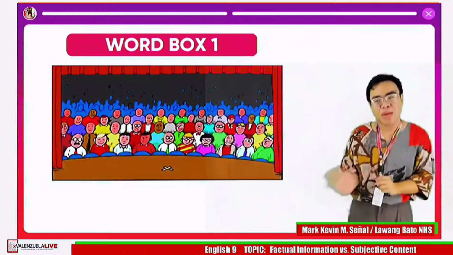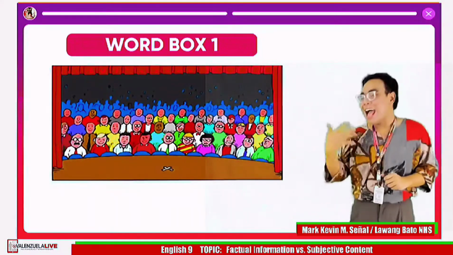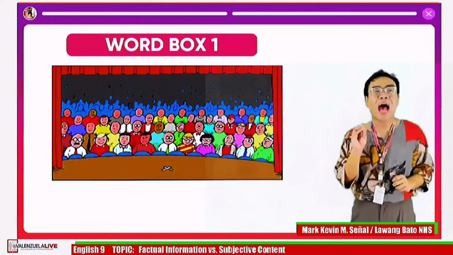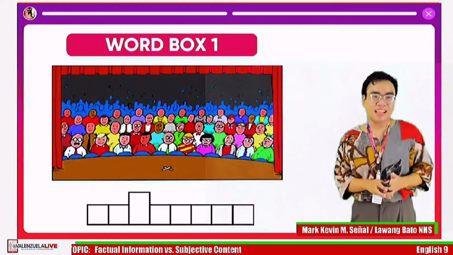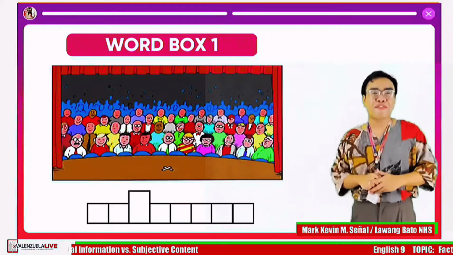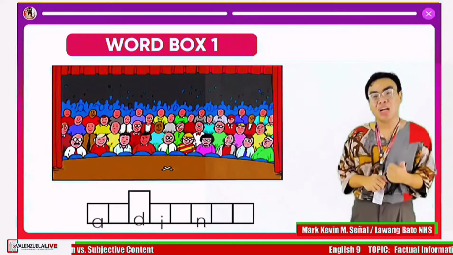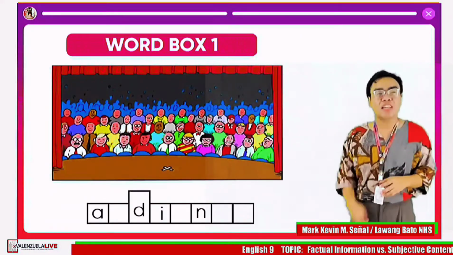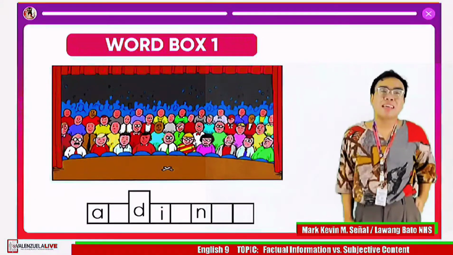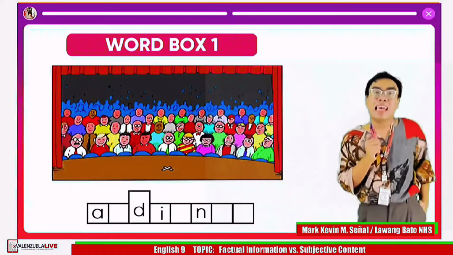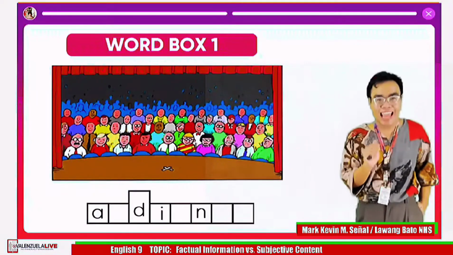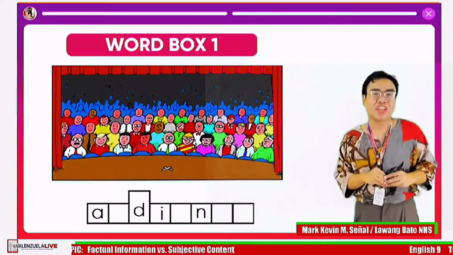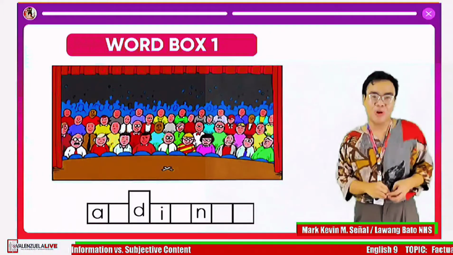This is the picture. As you can see, there are a lot of people and a stage. Now our boxes are here. 8 boxes, therefore 8 letters. One tall letter and the others are small letters. Now these are some letters for clues. So we have letters A, D, I, and N. What could be this word? I will give you 5 seconds to key in your answers in the comment section below. Go.